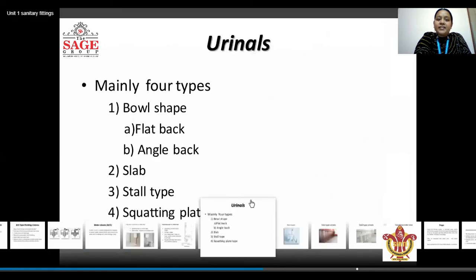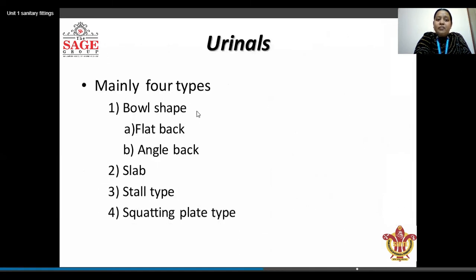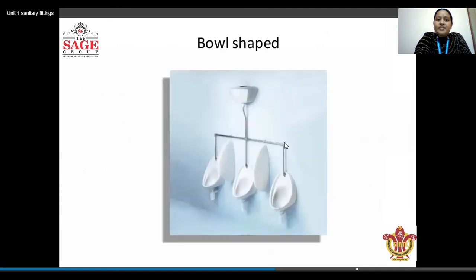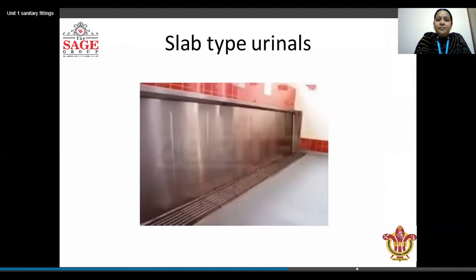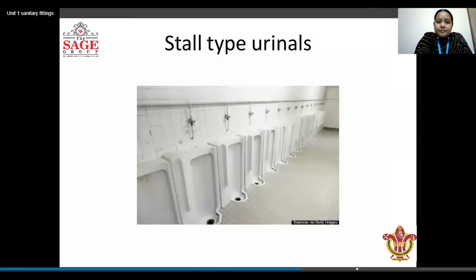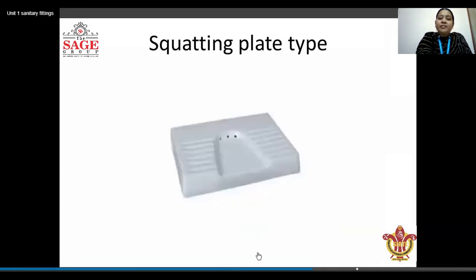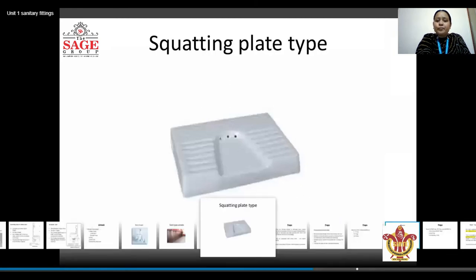Now come to the next, that is the urinal. There are mainly four types of urinals: bowl type, flat back, angle, slab, stall type, and sweating plate type. In this you can see the bowl type, which is used in multiplexes. That is simple. In the slab type, there is no urinal system, only simply a gully or nali used. That is the stall type, where there is a small hole. The squatting flat type is used in the ladies washroom.